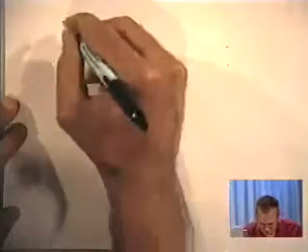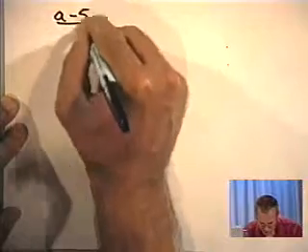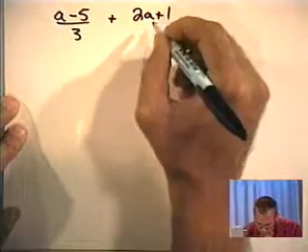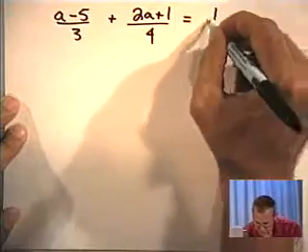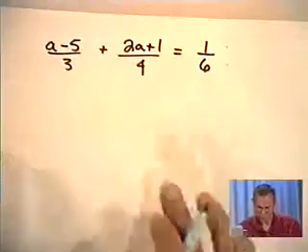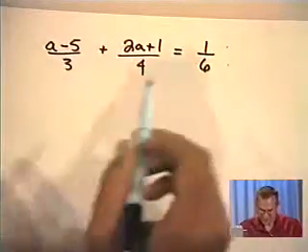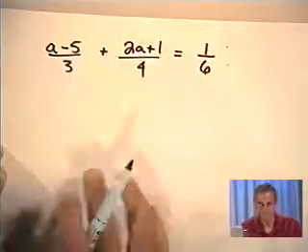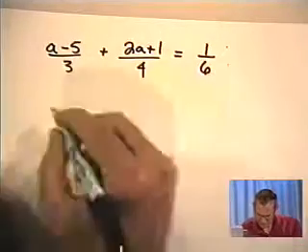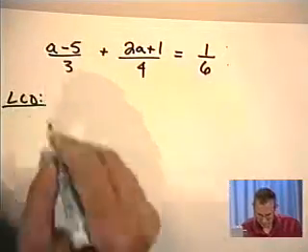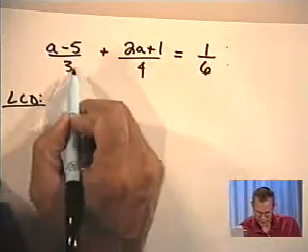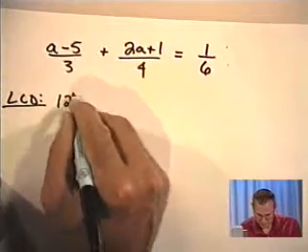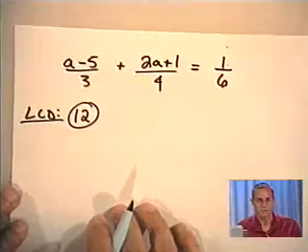Let's use the variable a. A minus 5 over 3 plus 2a plus 1 over 4 is equal to 1 over 6. Now remember, again, I know this is a linear equation because my variable a is to the power of 1 in both cases. So I know it's linear. Let's find the LCD. Well, what's the smallest number that a 3, a 4, and a 6 can all go into? With a little bit of thought, we can see that our LCD is a 12.